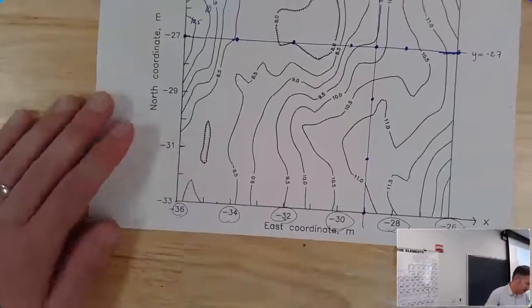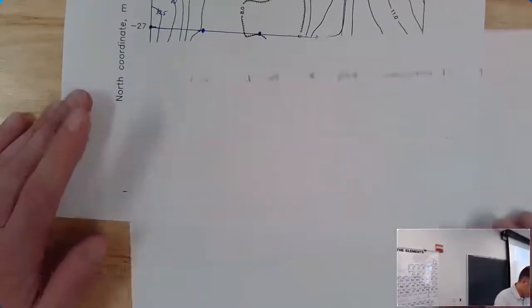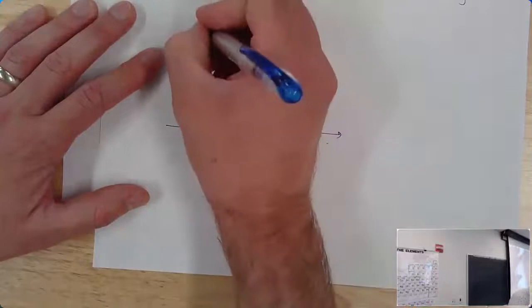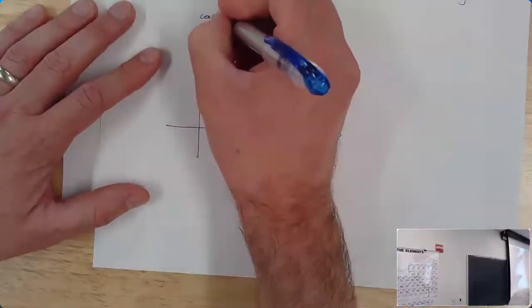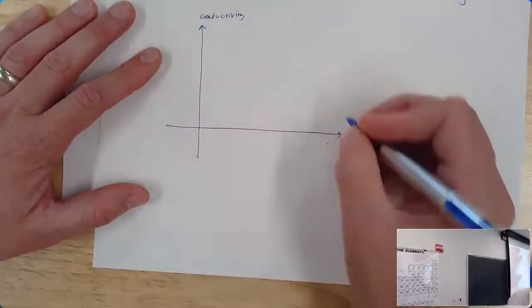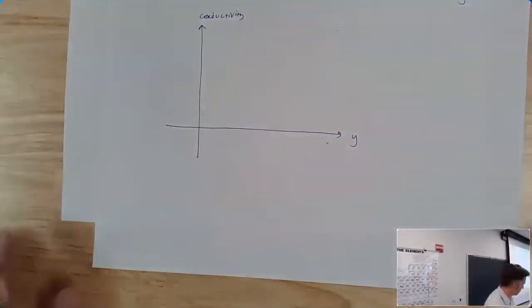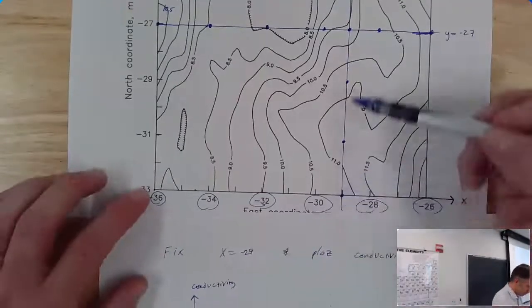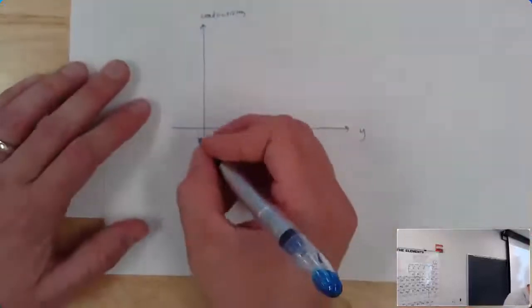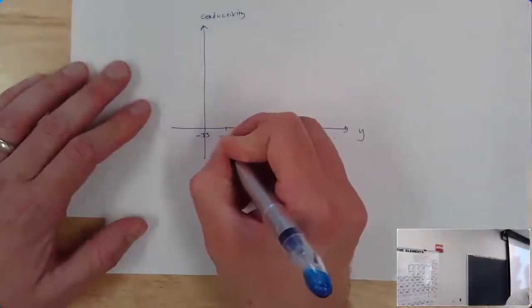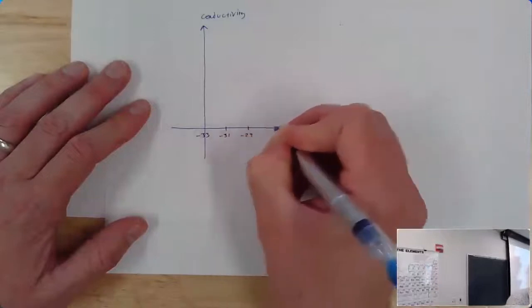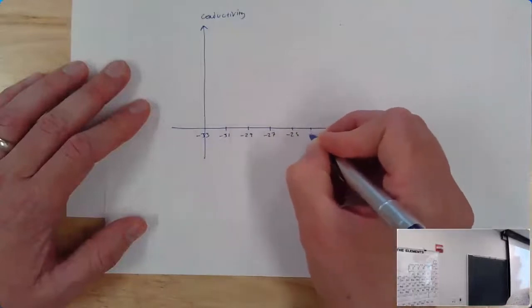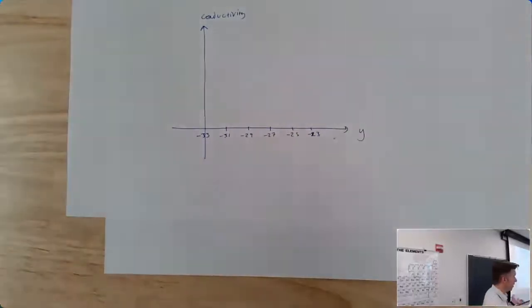Sorry, it's kind of all over the place here. So here's what I'm doing. I'm going to put conductivity on my vertical axis and y on my horizontal axis. We're starting with y values that are negative 33 going up to negative 23. So negative 33, 31, 29. And again, your graphs probably don't need to be quite so precise. They could be, but you're just trying to get a good idea of what this looks like.